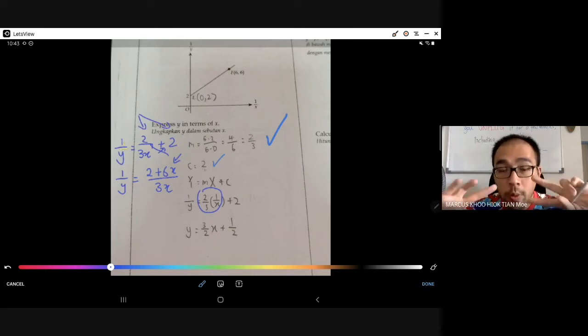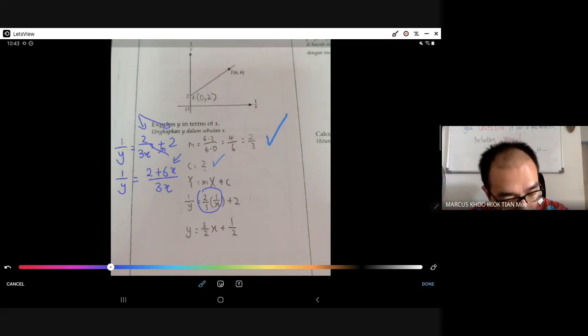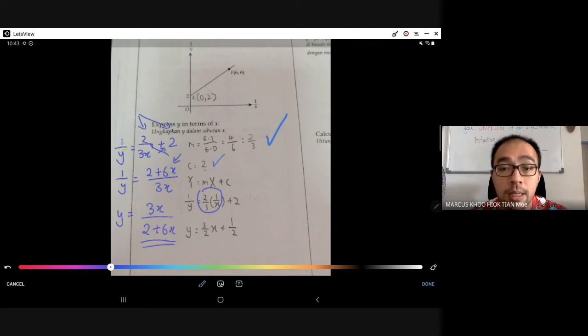So when you turn it, like what Wei Zhen said, you will get y equals to 3x over 2 plus 6x. This is our final answer. So you flip it the other way around. Or like Wei Zhen said, I turn it.